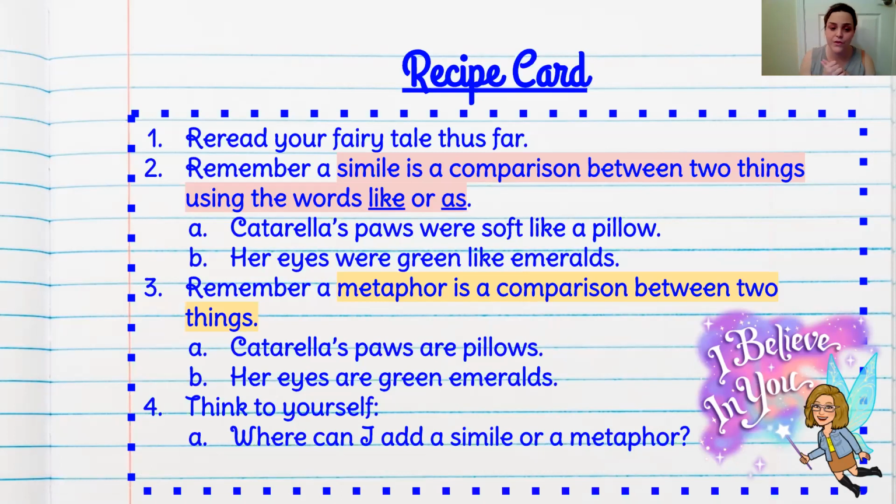My second metaphor that I have, her eyes are green emeralds. What am I comparing again? Her eyes and the emeralds, but I'm just saying her eyes are emeralds. And the last step from our recipe card is to think to yourself, where in my writing can I add a simile or metaphor? So I'm going to go back to step one.